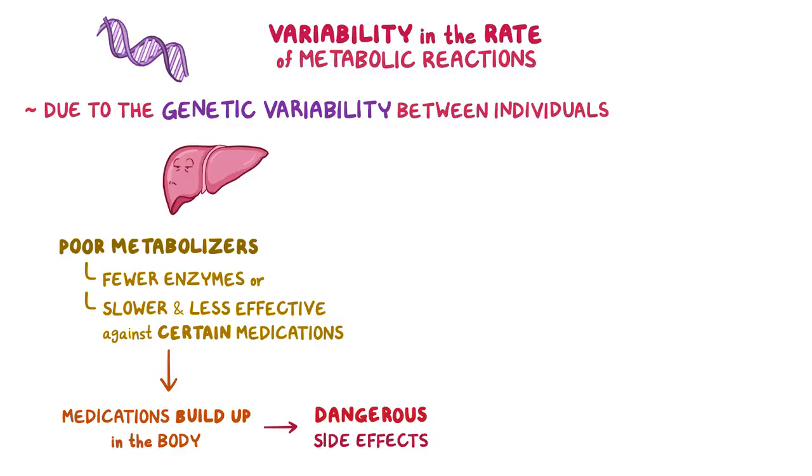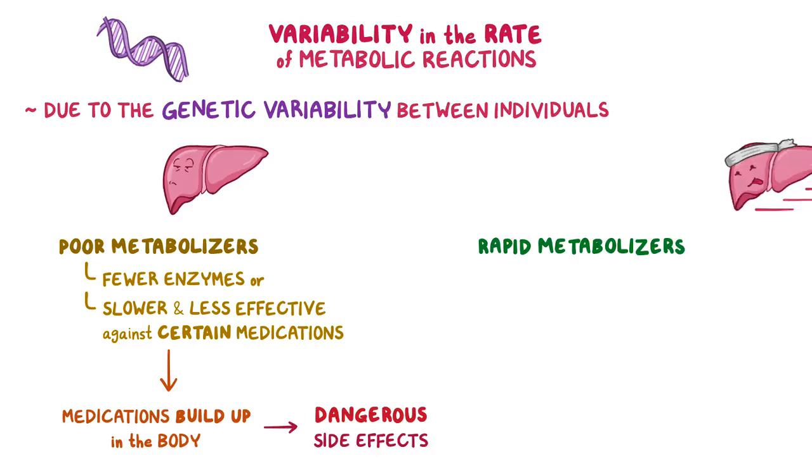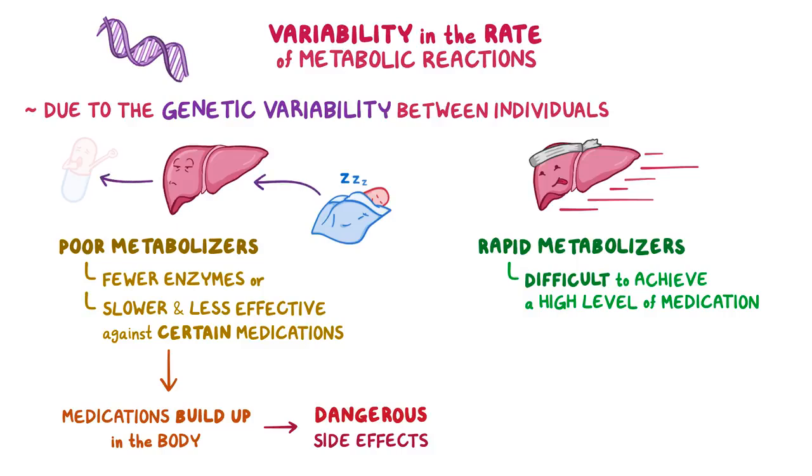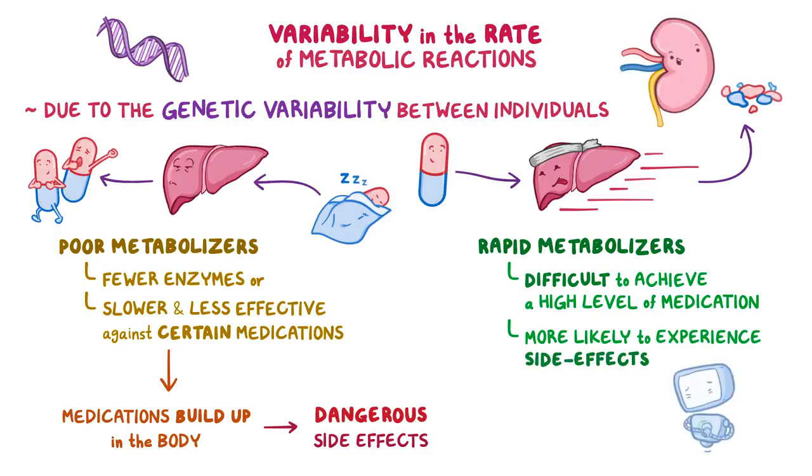On the flip side, there are ultra or rapid metabolizers, whose enzymes metabolize and inactivate certain medications so fast that it's difficult to achieve a high enough level of medication in the bloodstream. On the other hand, a poor metabolizer taking a prodrug that needs to be metabolized into its active form will have a harder time seeing any effect, while ultra-rapid metabolizers will be more likely to experience side effects.